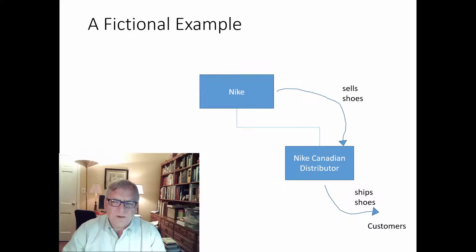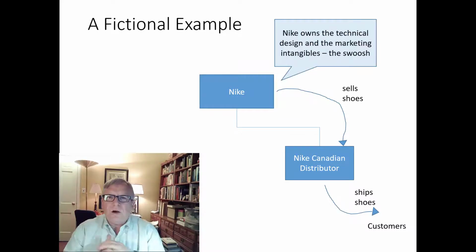I know Nike also has some retail stores of its own. Let's keep the example simpler and imagine that Nike sells the shoes and they go out to Olympia Sports and all the other type sporting goods stores out there that might sell their shoes on to customers. So that's our basic transaction here. The transaction from Nike to Nike Canadian Distributor, that's a related party transaction. That's where the transfer price becomes important.